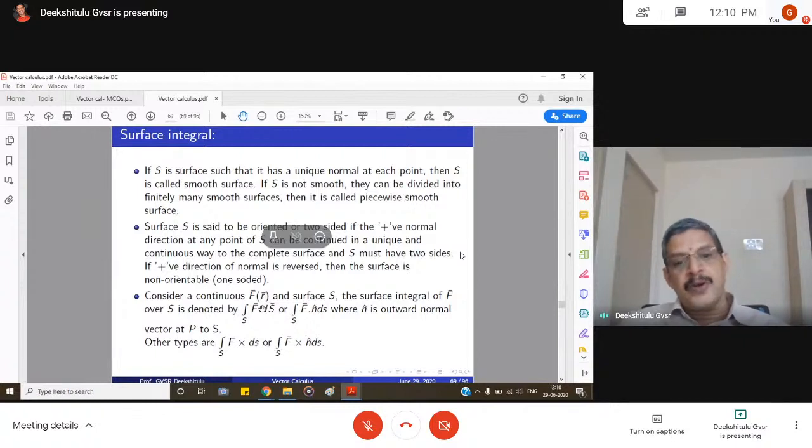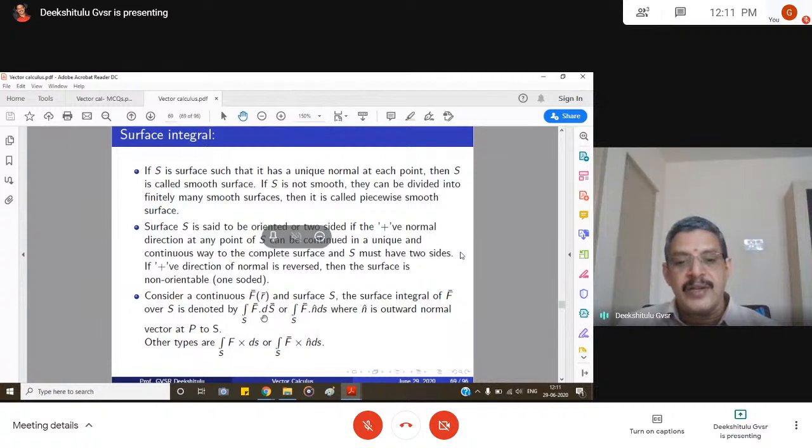I said dot product. When do we define a dot product? Dot product is defined only for two vectors. So f bar is a vector here, and ds bar is also a vector. Is area a vector? Yes. ds bar is called vector area, whose magnitude is equal to the area ds, and whose direction is normal at that point.